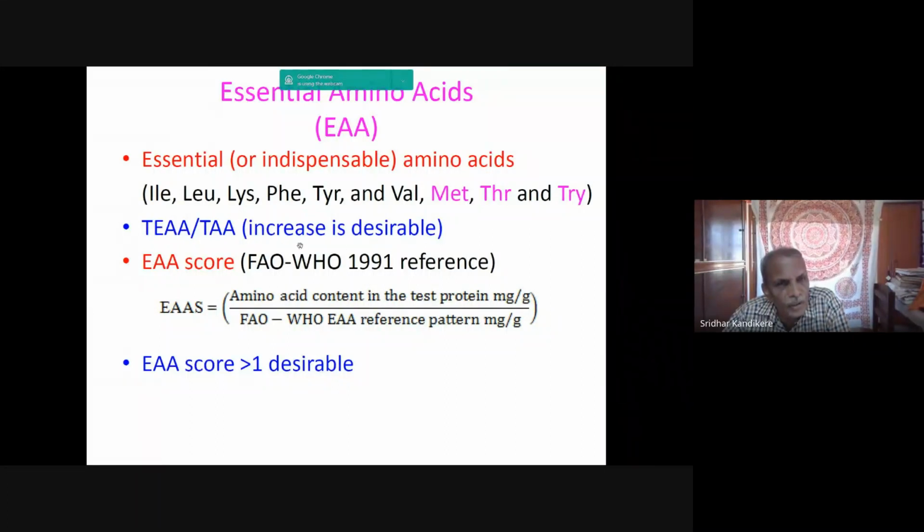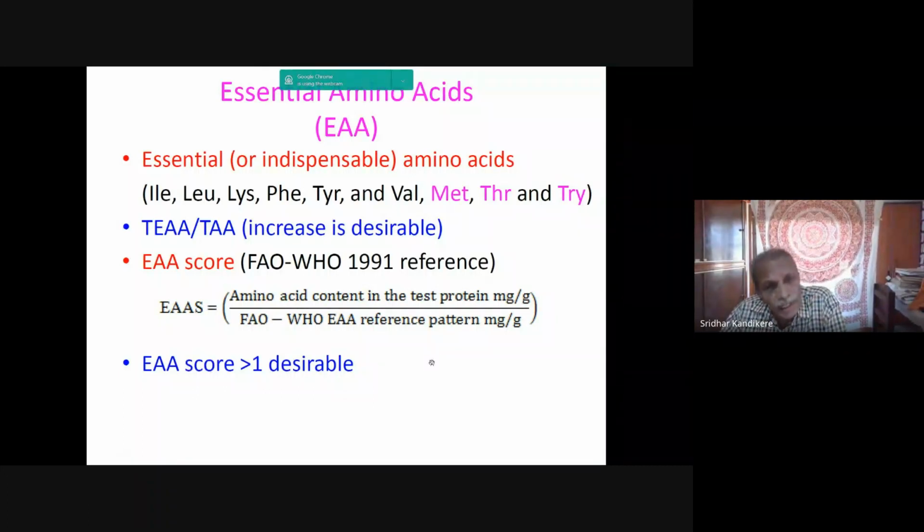That means the ratio, if it increases between 2 different processes. If you take a raw mushroom, what is the ratio? If you take a cooked mushroom, what is the ratio? Or any other processes, what is the ratio? So an increase in the ratio is always beneficial. That means the essential amino acid level is high.